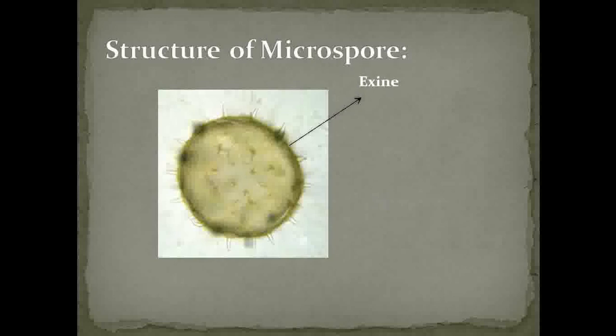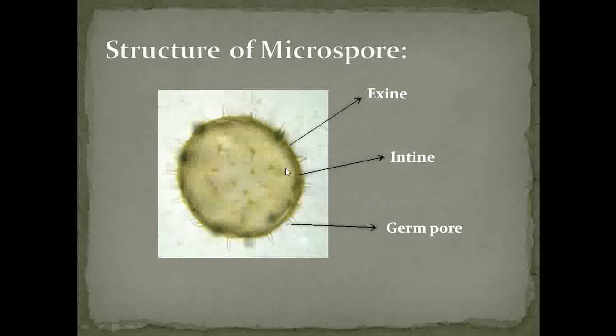Whenever the conditions are favorable, the endothecium layer and tapetum layer accumulate more water, and with the help of the fibrous bands, the wall of the anther bursts. After bursting of the anther wall, the pollen grains, or you can say the microspores, are liberated outside. This is the structure of the microspore after being liberated from the anther wall.